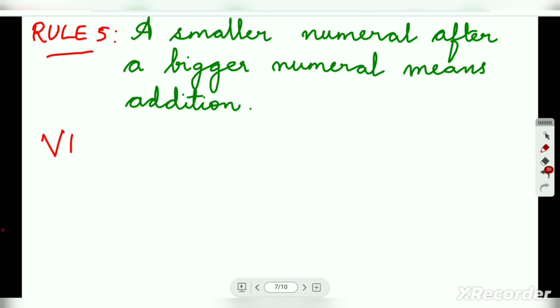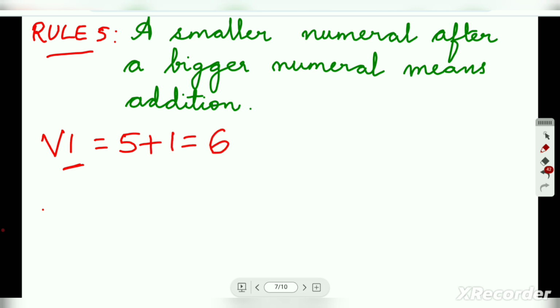VI. What is V? 5. What is I? 1. So this is a smaller numeral. I is a smaller numeral and it is coming after the bigger numeral V. Then the value has to be added. That is 5 plus 1 is equal to 6.